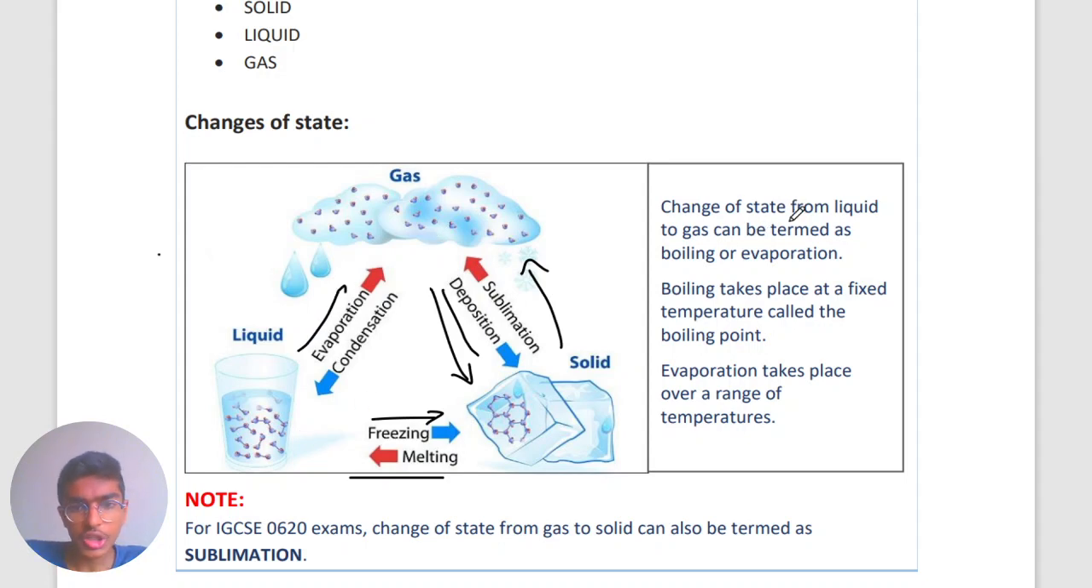It says right here, change of state from a liquid to a gas is termed as boiling or evaporation. Here's the difference between boiling and evaporation. Sometimes they ask you, what is the difference between boiling and evaporation? The answer would be boiling takes place at a fixed temperature, called the boiling point, while evaporation takes place over a range of temperatures. That is the difference, but again, they are classified as the same. So if the exam tells you to talk about liquid to gas, you can say boiling, and you can also say evaporation.